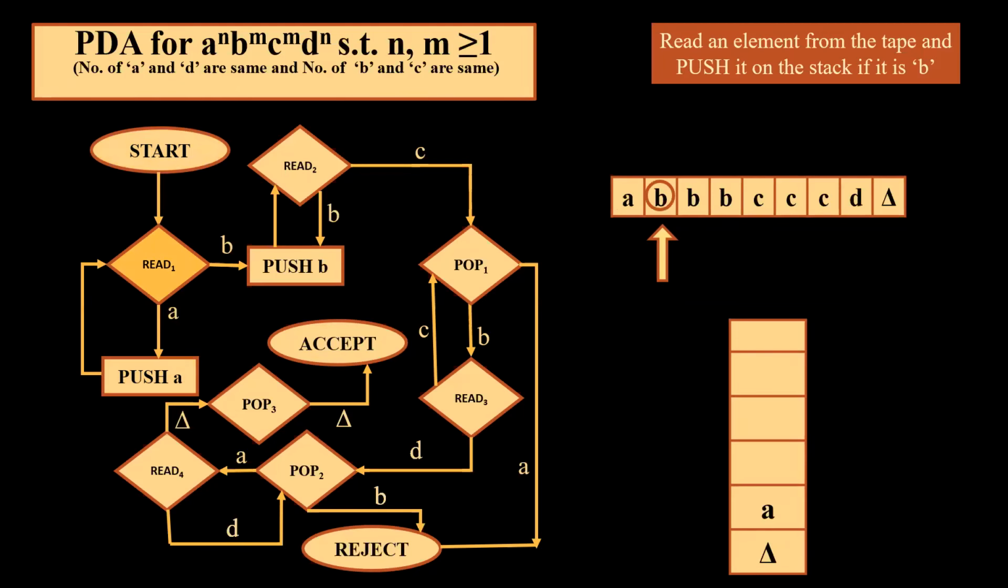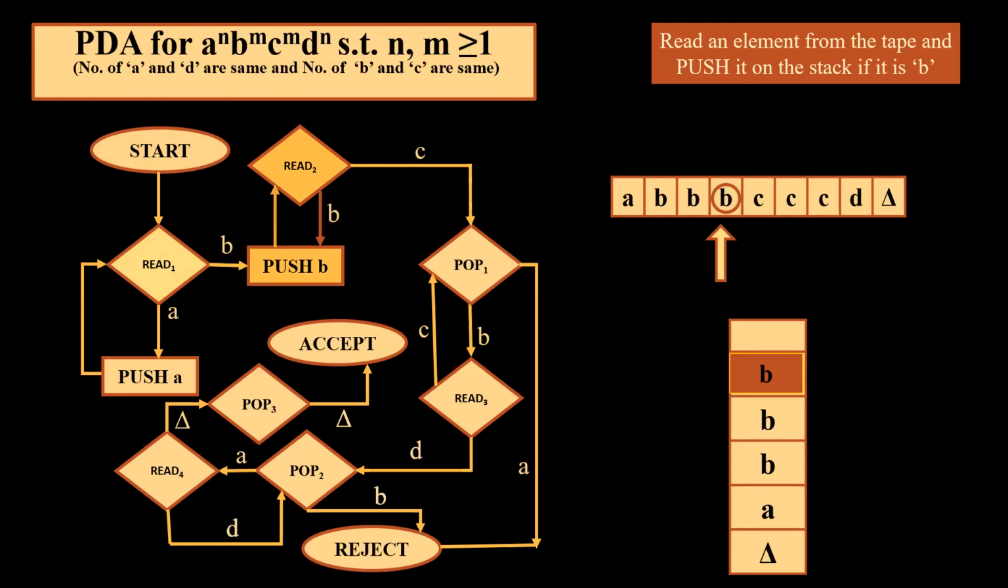We come to second symbol on the tape, that is B. We'll perform a push operation and move to read 2 state. Second B read on the tape, pushed on the stack. Third B read on the tape, pushed on the stack. So A and B^M has been pushed on the stack.